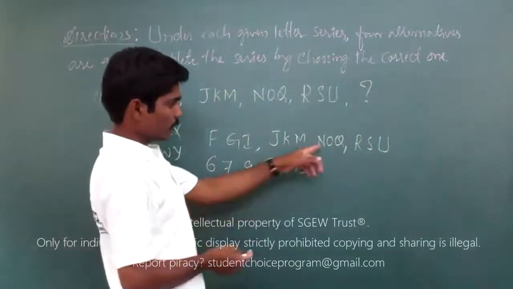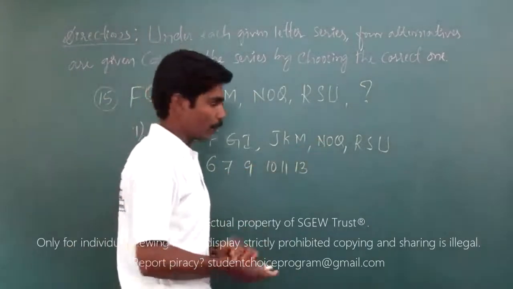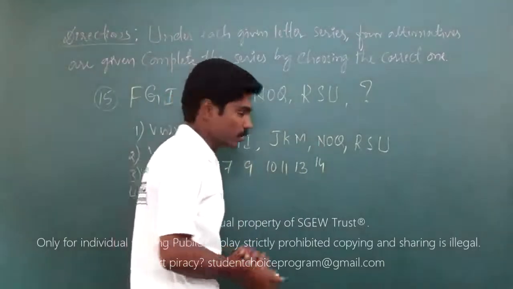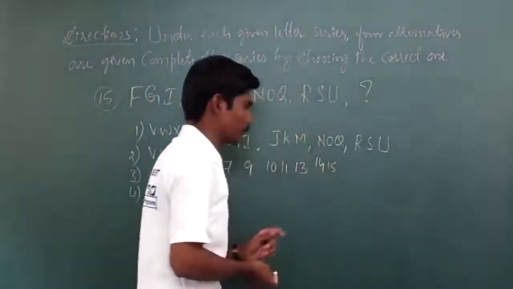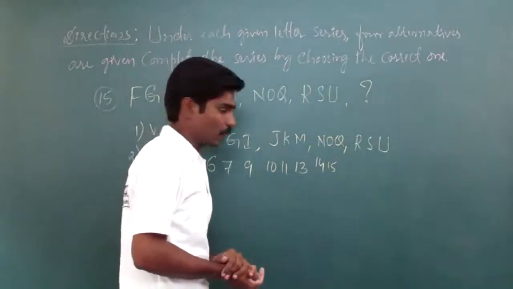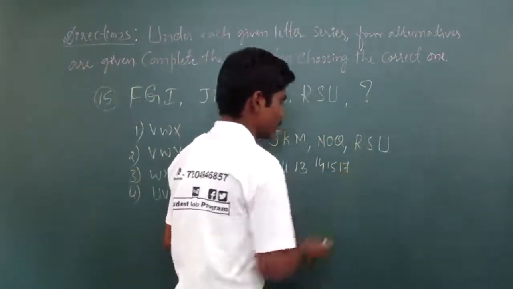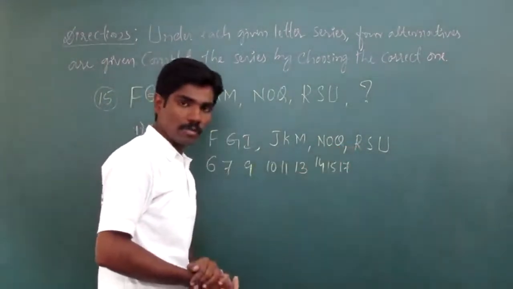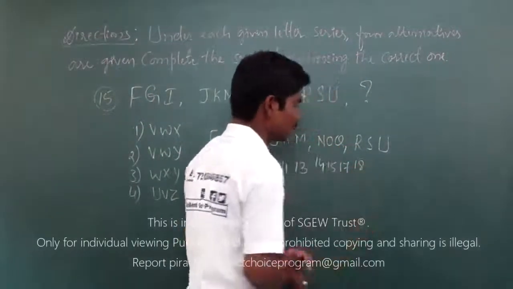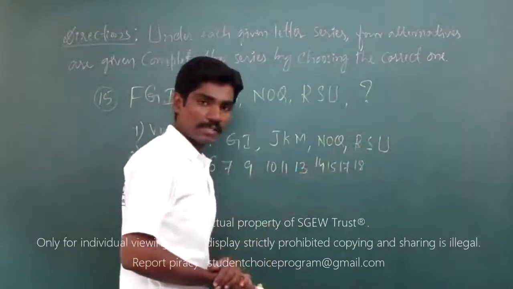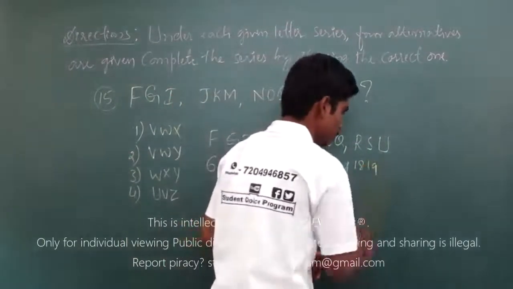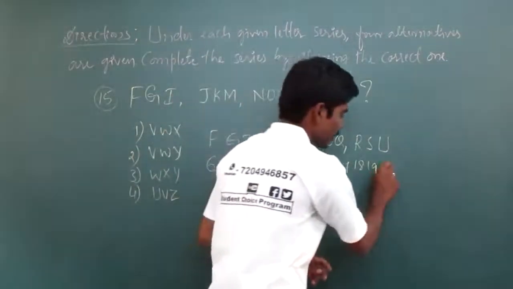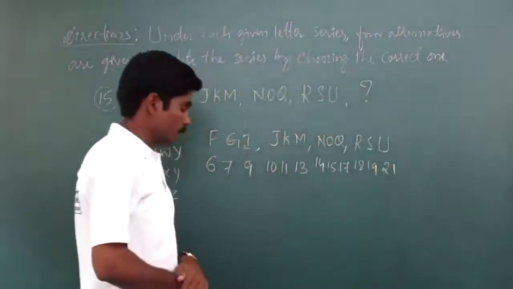Okay. Now what is the position of the letter N? Of course it is 14. The position of the letter O is what? 15. And the position of the letter Q is what? Of course it is 17. Now the position of the letter R is what? It is 18. The position of the letter S is what? Yes, it is 19. And the position of the letter U is what? Of course it is 21.